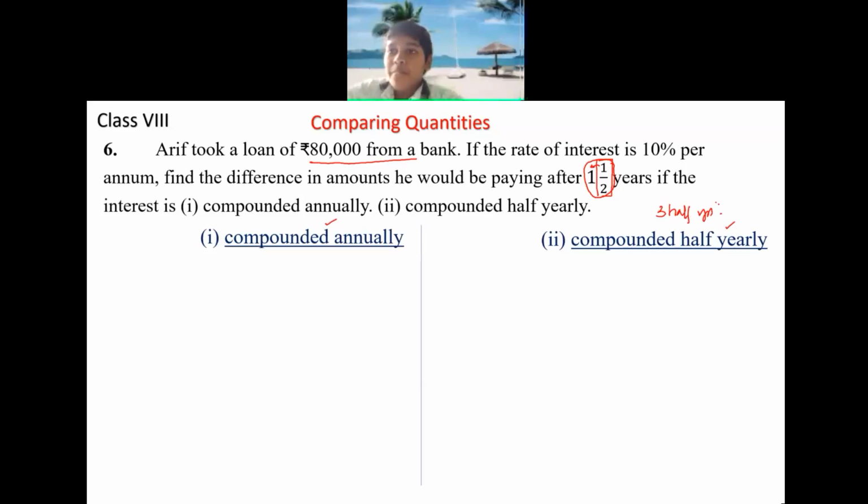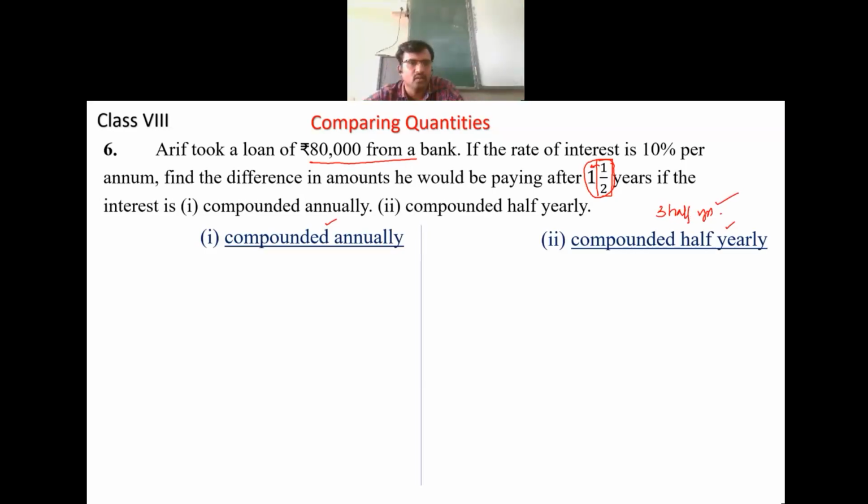So directly we can use the rate of interest formula. In this case the rate of interest will change. Second means compounded half-yearly, so the rate of interest will change.